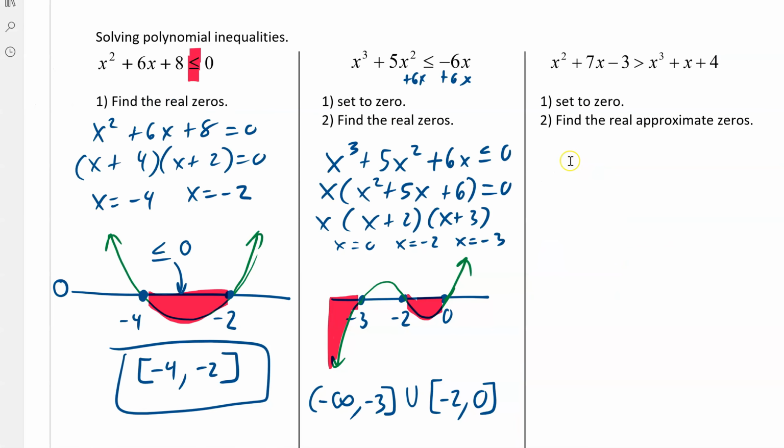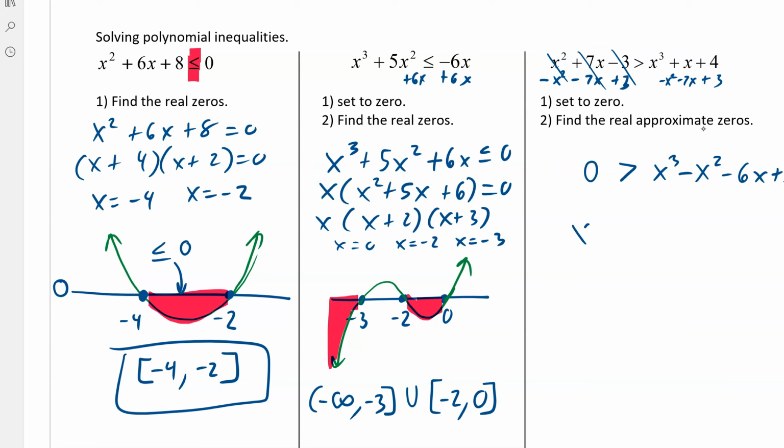So let's try this one. Now we've got to move everything over, and we can move it over here and get a negative x cubed, but I want to keep everything positive. So I'm going to move these over to the other side. So we'll put the negative x squared right there, minus 7x plus 3, cancel, cancel, cancel. And I get 0 is greater than x cubed minus x squared minus 6x plus 3.